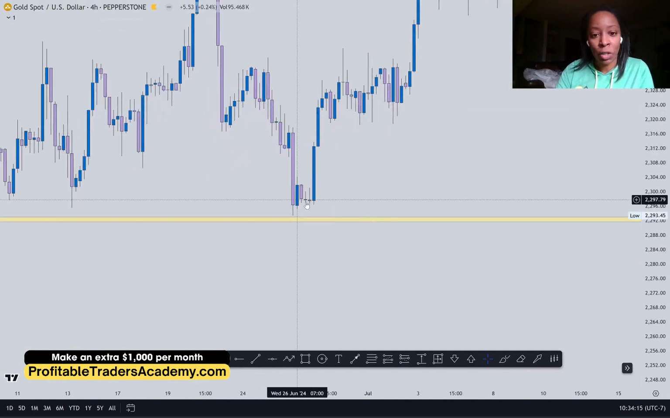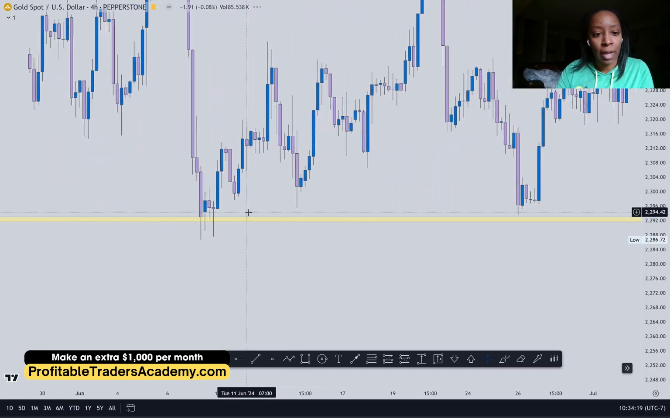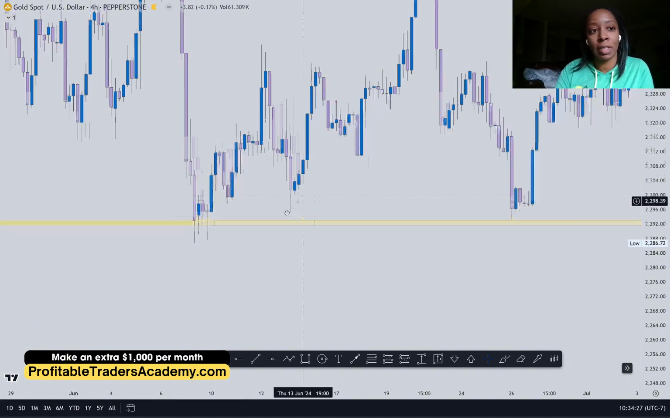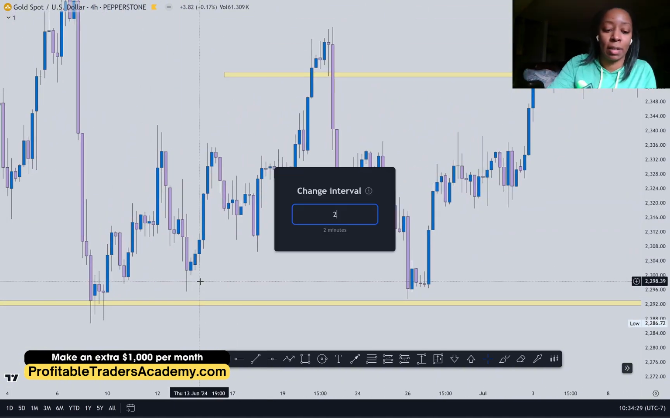So right here, we do see a gap, but it's close enough. And then right here, we can see that price is hovering in this zone, this 22.93, actually 92 zone, very perfectly. So this is looking good on the H4 time frame. Let's go down to H2.